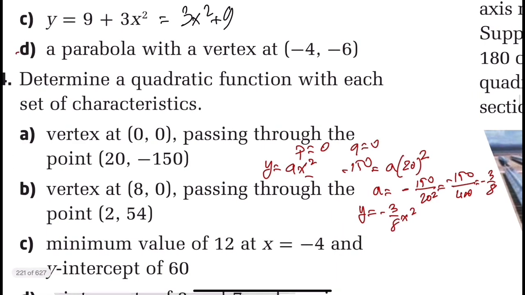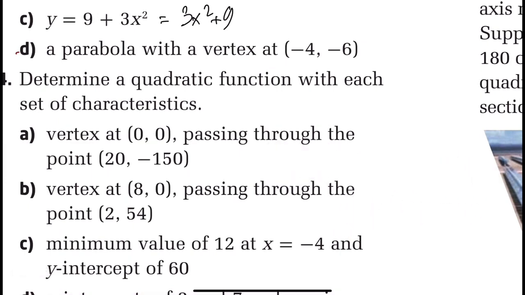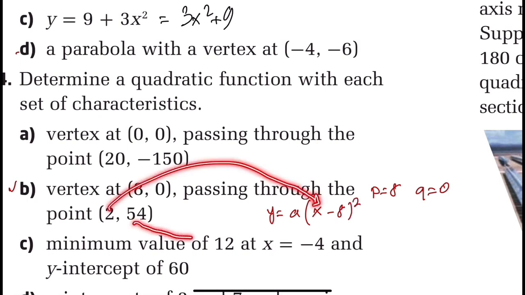Same thing for question B. You have your P is 8, your Q is 0. So the equation will be y equals a times (x minus 8) squared plus 0, because my Q is 0. And you can just do the same thing, replace x by this value 2 and y by this value, and solve for a. It is very, very straightforward.